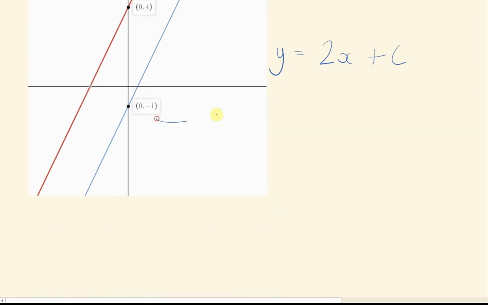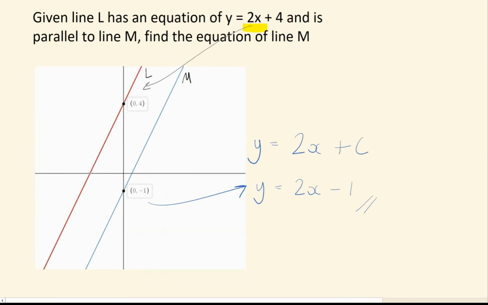We have a coordinate for line M, and we can use it to work out what the y-cut is. Actually, for this case, we can just see the y-cut is that coordinate. So the y-cut is -1. So that's the equation for line M.